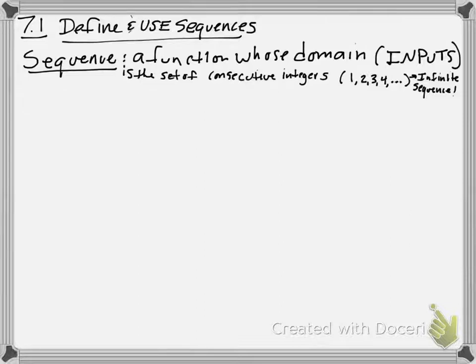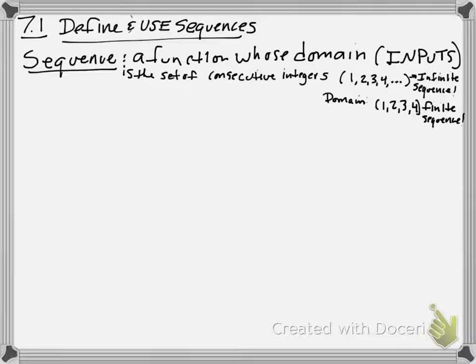However, let's say that the domain for a sequence is the following. Let's say it's 1, 2, 3, and 4. If the domain is just those 4 values, then that would be a finite sequence because it has a limited number of terms.